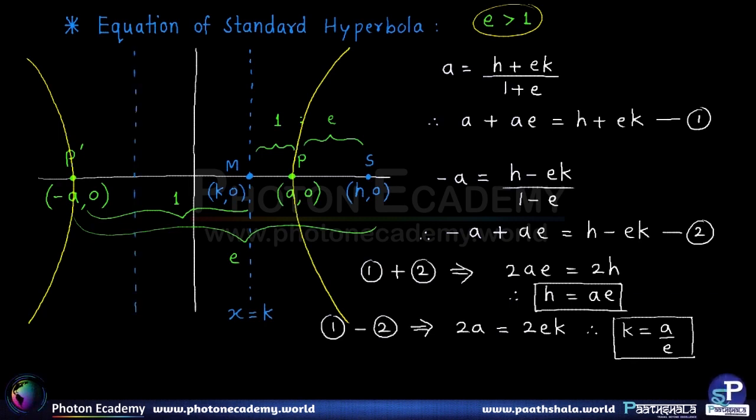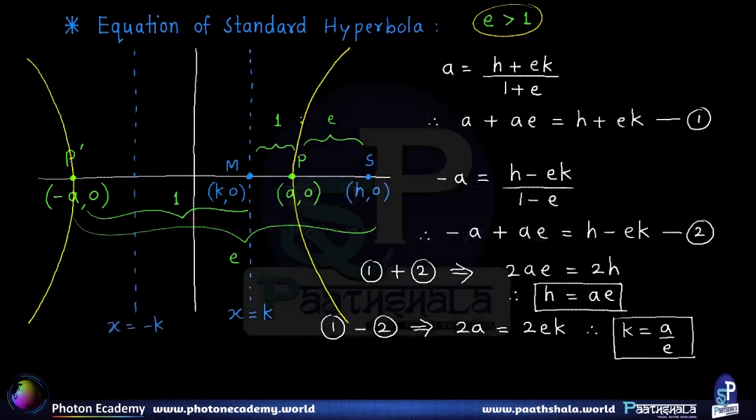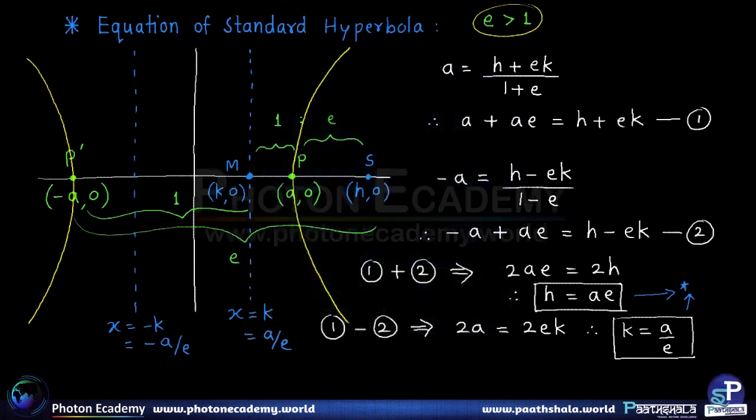a symmetrically located another directrix on the left side whose equation will be x equal to minus k. And we have derived that k is nothing but a by e. So those are the equations of the directrices. Now with these two important terms, we go ahead to further derive the equation.